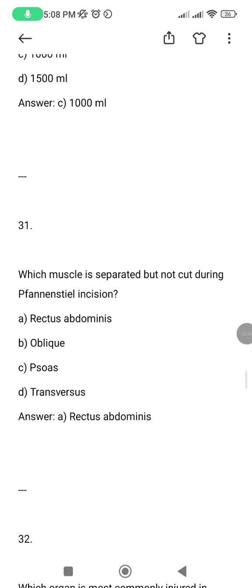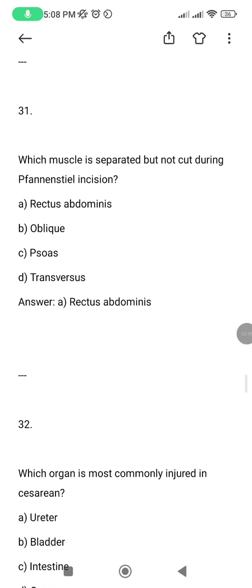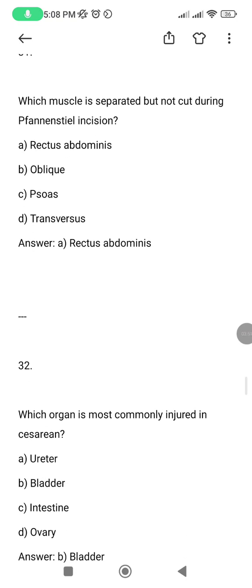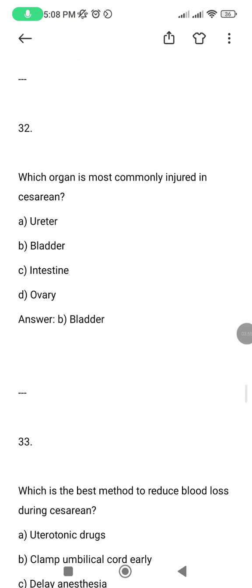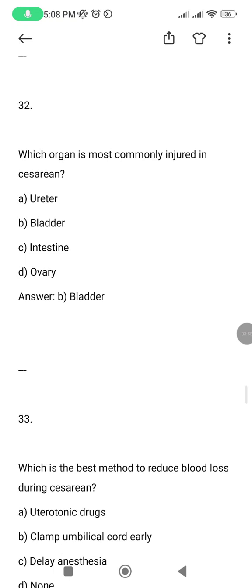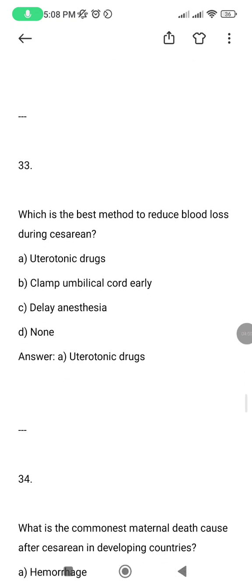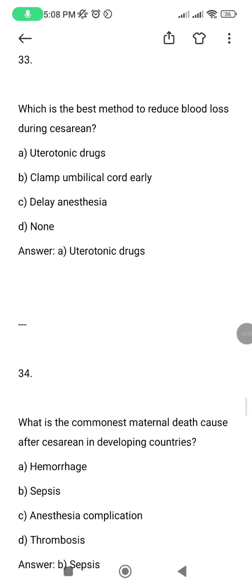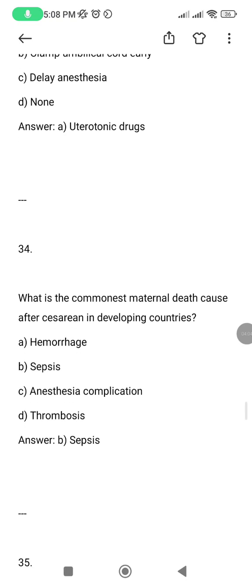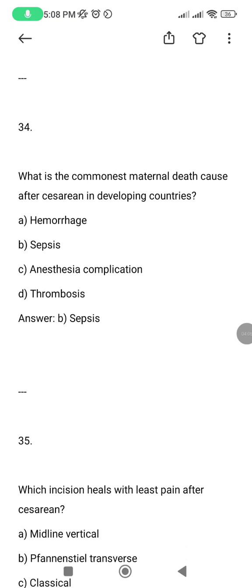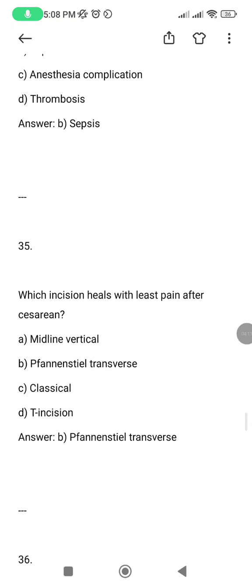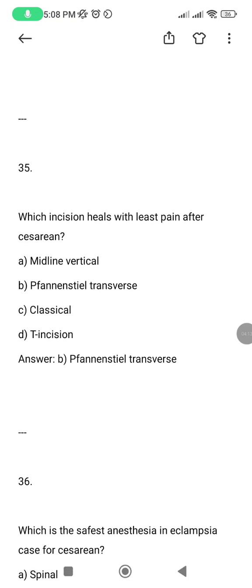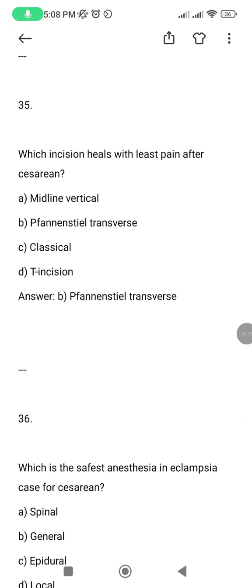1000 ml. Which muscle is separated but not cut during Pfannenstiel incision? Rectus abdominis. Which organ is most commonly injured in cesarean? Bladder. Which is the best method to reduce blood loss during cesarean? Uterotonic drugs. What is the commonest maternal death cause after cesarean in developing countries? Sepsis. Which incision heals with least pain after cesarean? Pfannenstiel transverse.